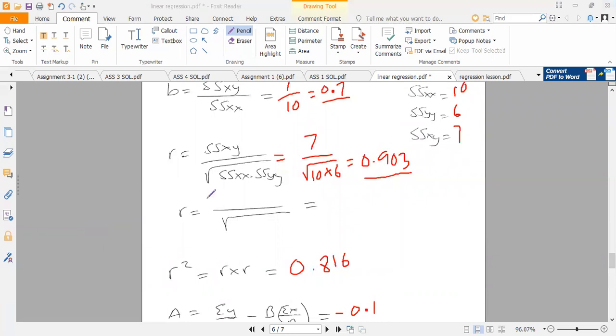So remember, to interpret this here, 0.903 to the power 2, 0.816, it means 81.6% of y is influenced by x.